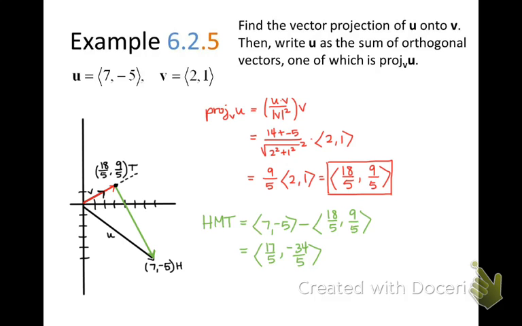So basically what my final answer for this part is, that my vector u is equal to the vector 18 fifths, 9 fifths, which is my projection vector, plus 17 fifths, -34 fifths. Are there any questions on that?